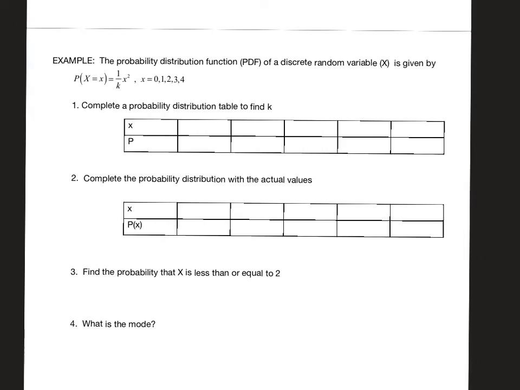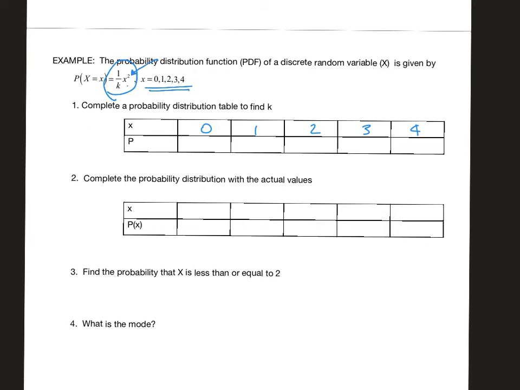Okay, so this one's just slightly different. Same concept, and you still see a probability distribution, but this one they give you a formula. So there's a formula here for how to fill this in at the bottom. So they give you the X values, 0, 1, 2, 3, and 4. And they tell you where to plug it in for the probabilities.